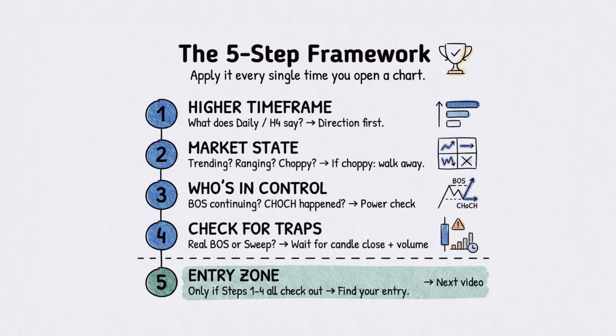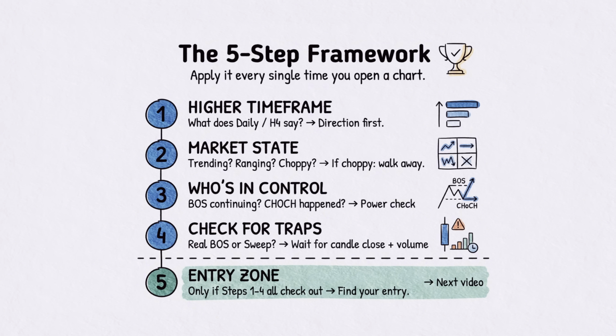Step 1. Check the higher time frame. What does the daily or the 4-hour chart say? That sets the direction. The general strategy comes first. Step 2. Identify the state on your trading time frame. Is it trending, ranging, or choppy? If it's choppy, close the chart and walk away.